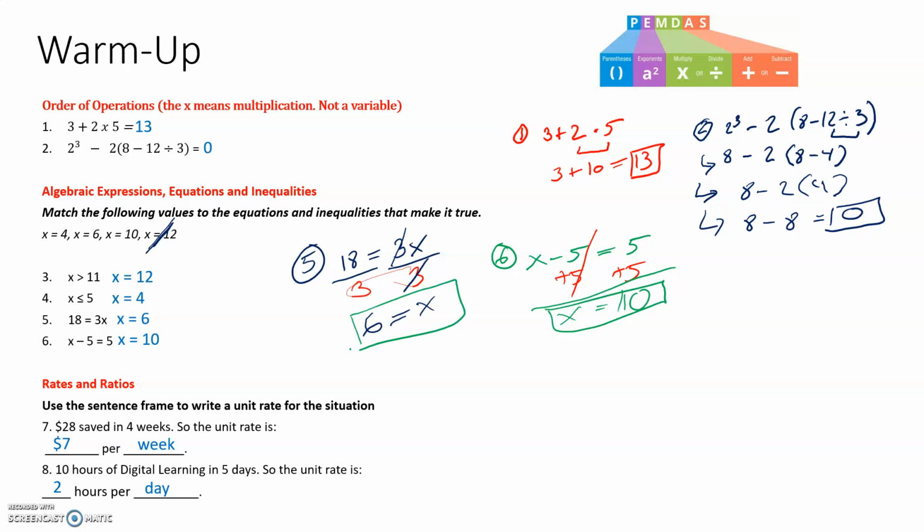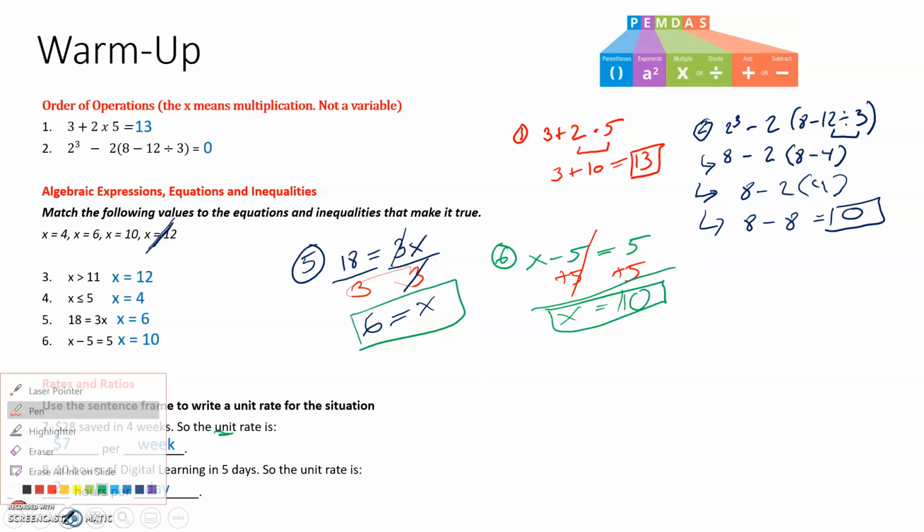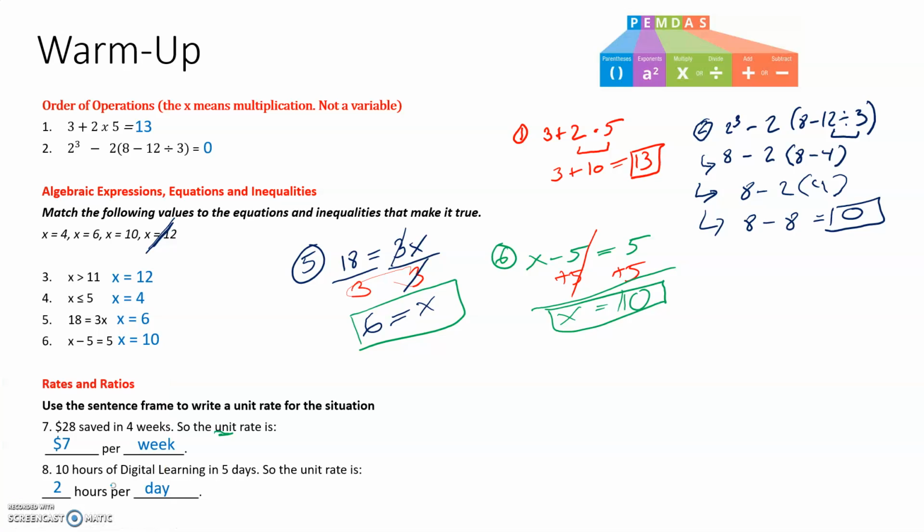All right, number 7 and 8. These are actually unit rates. When you hear the word unit rate, one of the values you're working with needs to be 1. A unit is 1. If it were plural units, it would be more than 1, but unit is 1. So if I have $28 in 4 weeks, you can do this a couple different ways. I'm going to do a ratio table, because I really pressured my kids into using ratio tables. There are easier ways, but for more difficult ratios and rates, this is very helpful.